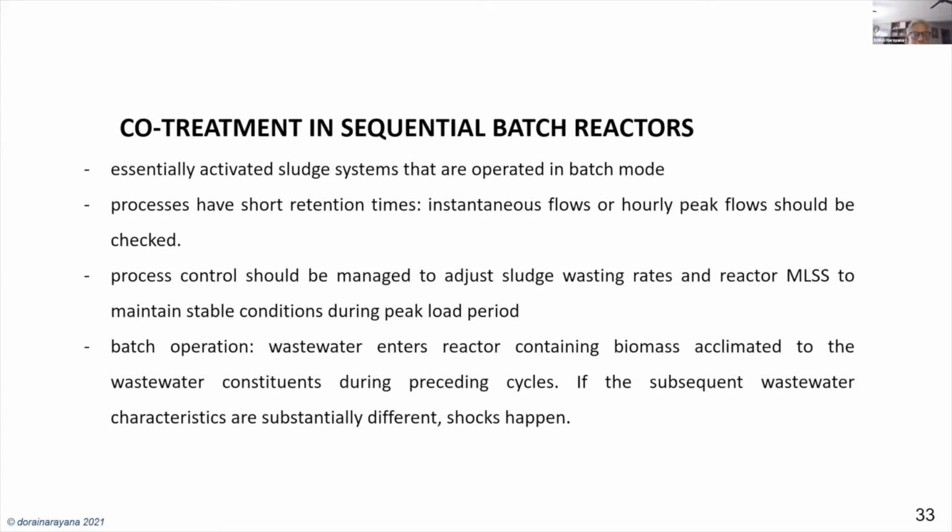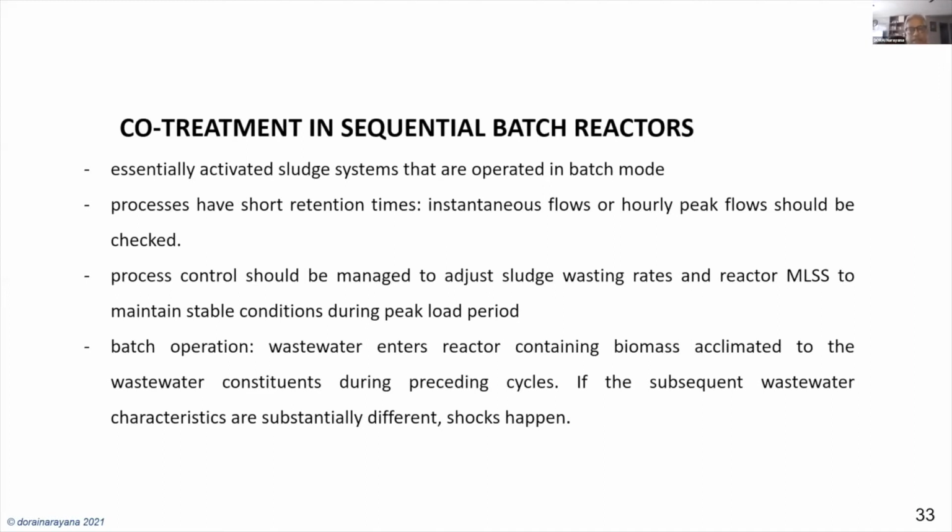And process control should be managed to adjust the sludge wasting rate, the reaction times, and so on, to maintain stable conditions. A normal activated sludge plant is a complete mixed reactor where the entire contents are completely kept mixed. So you don't need to worry too much about it, because it sort of gets averaged out over the day.